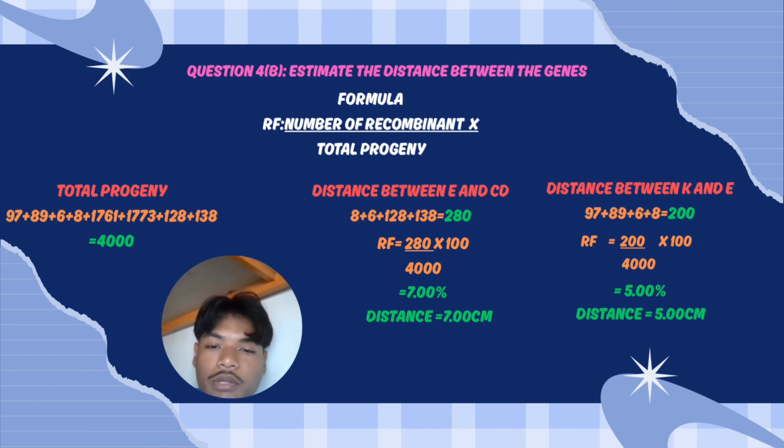Next, we are going to find the distance between K and E. Same formula we use, number of recombinants over total progeny. We get a total of 200. Then after using the formula, we get the distance of 5.00%, which means it is 5.00 cM. That's it.